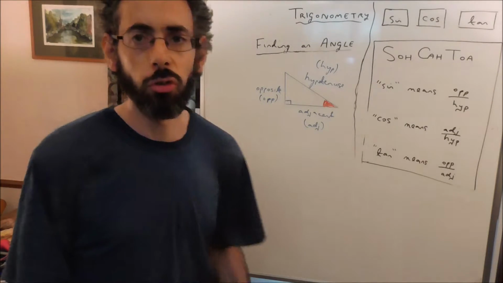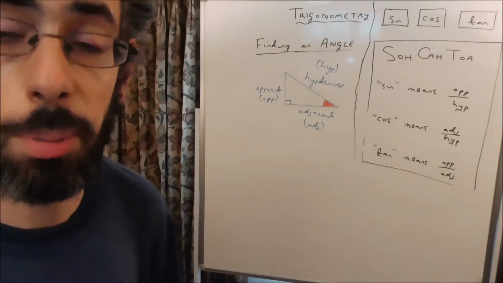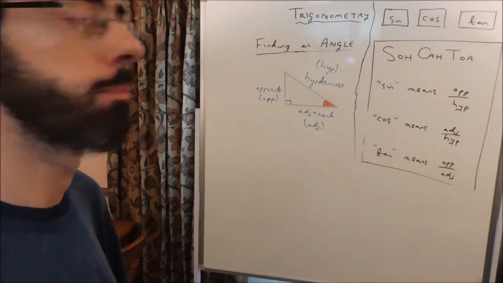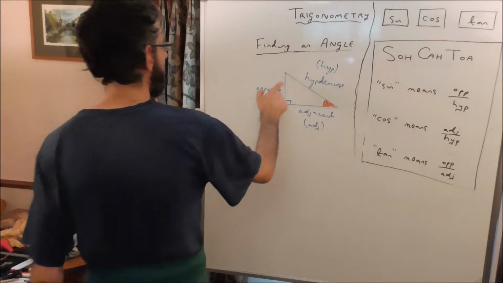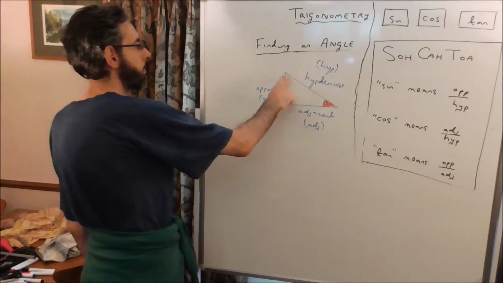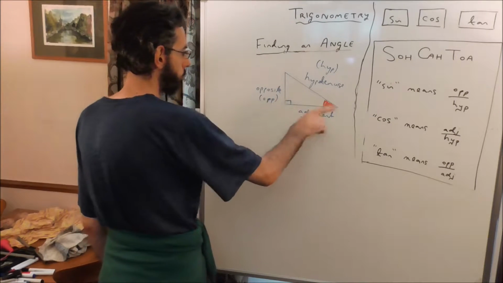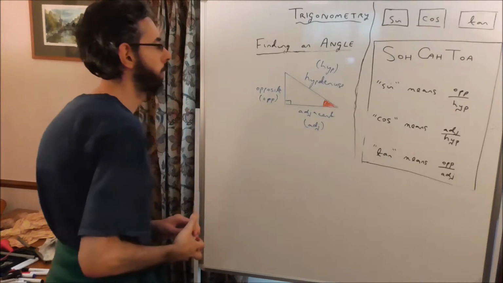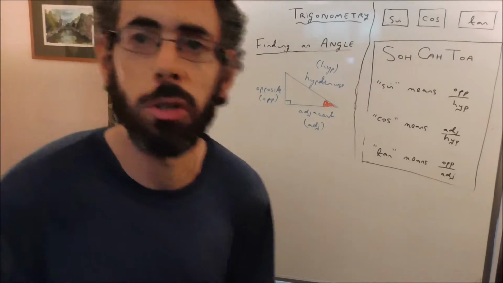So the names we give to the two shorter sides depend on which angle we're considering in the question. So had I marked this angle here, then this would be the adjacent side and this would be the opposite side. The hypotenuse never changes, it's always the longest side.